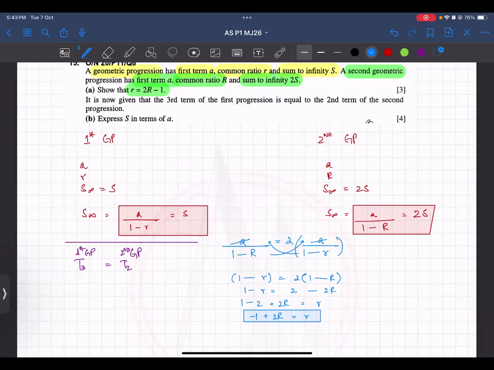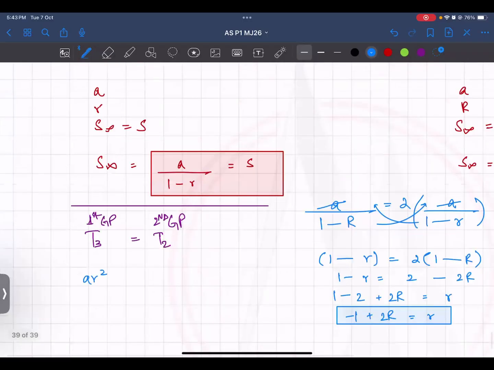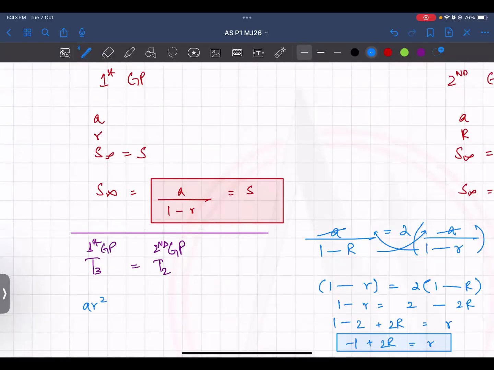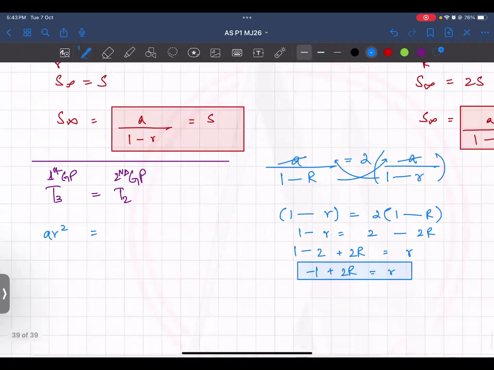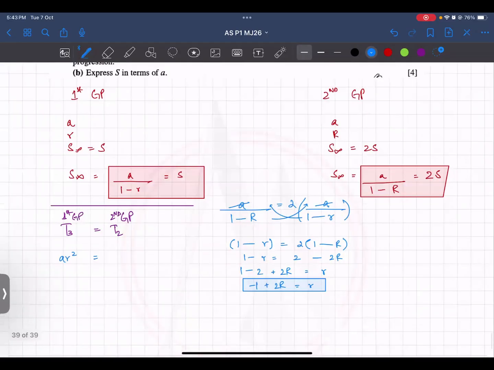So for the first GP, the third term will be A r squared. If you can recall, I told you the generalization of the terms. If the term is 3, then the power of r will be 2. If the term is 10, the power of r will be 9. The power is 1 less. So for the first GP, first term is A and ratio is small r. And for the second GP, it is A and capital R power 1, because the common ratio for the second GP is capital R.